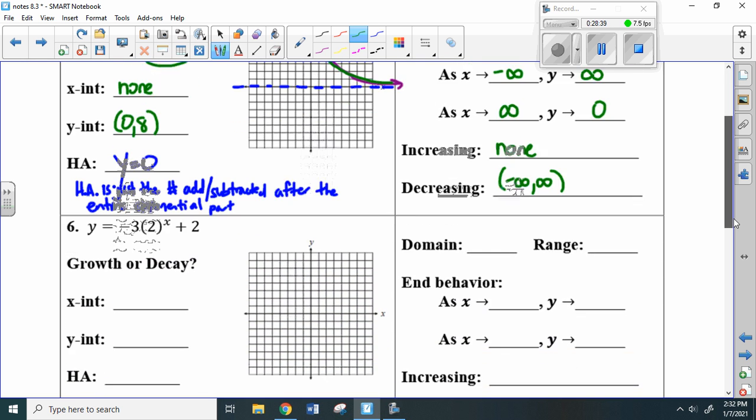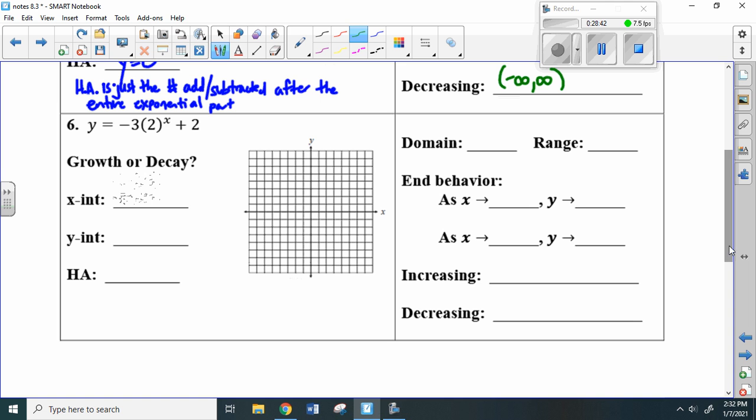All right, now number 6, I have a lot more going on. I've got a negative in front, which means this one's going to reflect, so that's going to change my graph. I've got an extra 3, which means it's going to be a stretch. The 2, that's the part that's raised to the x. That's my b. That's going to determine growth or decay. All right, and since it's bigger than 1, it's going to be a growth.